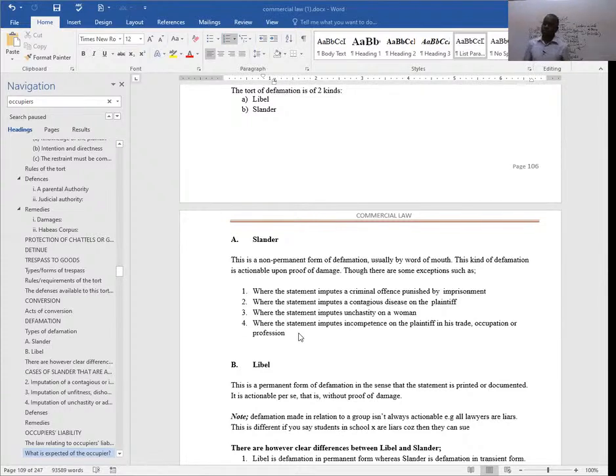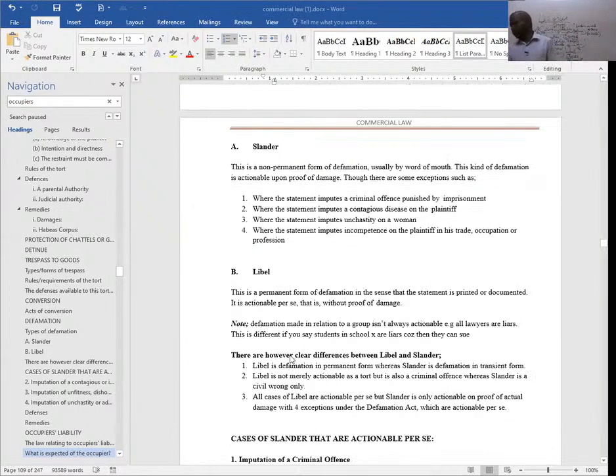So what are the differences between the two, or what have you been able to note as the difference between the two? So number one, libel is defamation in a permanent form, whereas slander is defamation in transient or non-permanent form. Libel is not merely actionable as a tort, but it is also a criminal offense, whereas slander is a civil wrong only. Then all cases of libel are actionable the way they appear, but slander is only actionable on proof of actual damage with 4 exceptions.